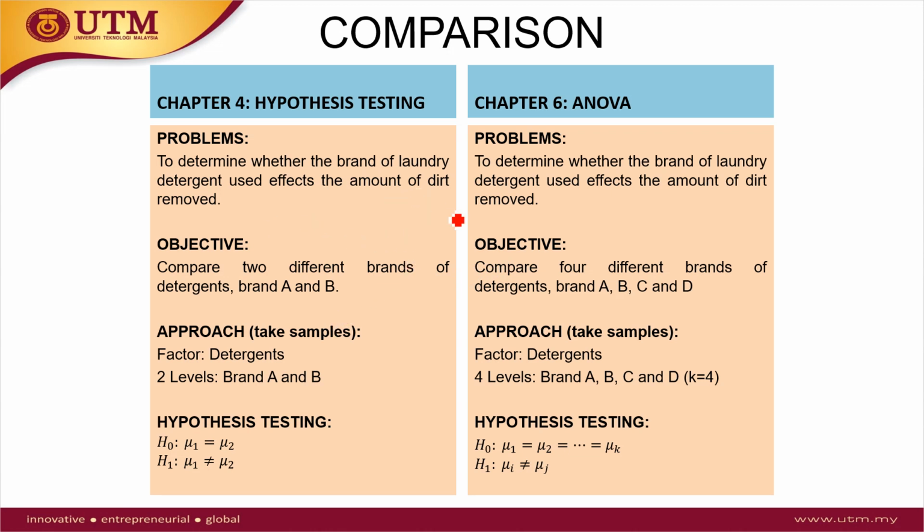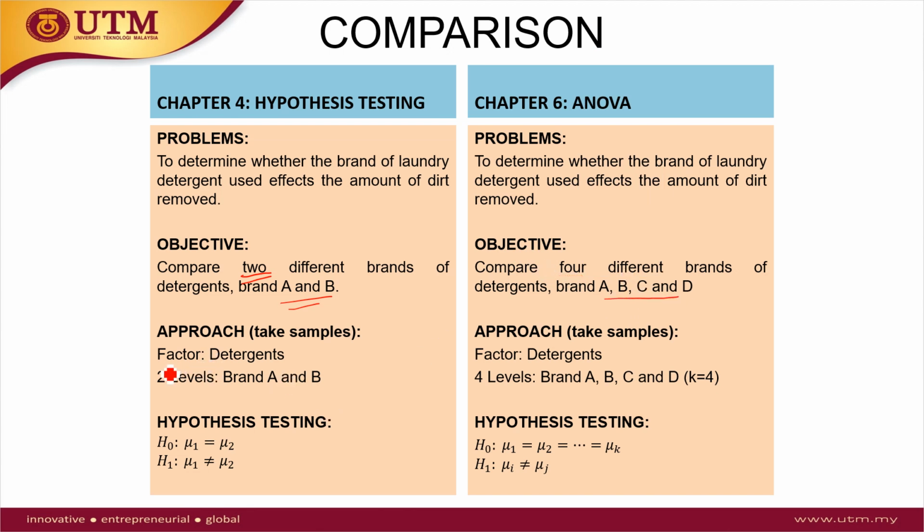The problem is the same. We want to determine whether the brand of laundry detergent used affects the amount of dirt removed. So what's the difference between chapters 4 and 6? For chapter 4, we only compare two different brands, which is brand A and brand B. While for chapter 6, now we have more than two, which is 4 brands: brand A, B, C, and D.